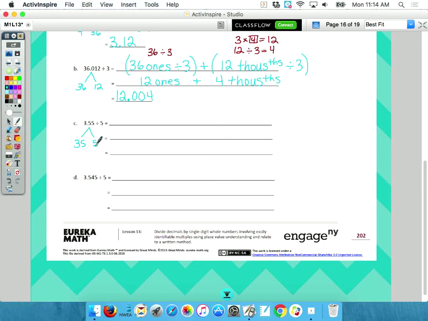Now it doesn't mean 35 ones. 35 tenths. She says 35 tenths. Do you agree? Yes. So 35 tenths. What are we dividing by? 5. Divide by 5. Plus, what's left over? 5 hundredths. And still divided by 5.